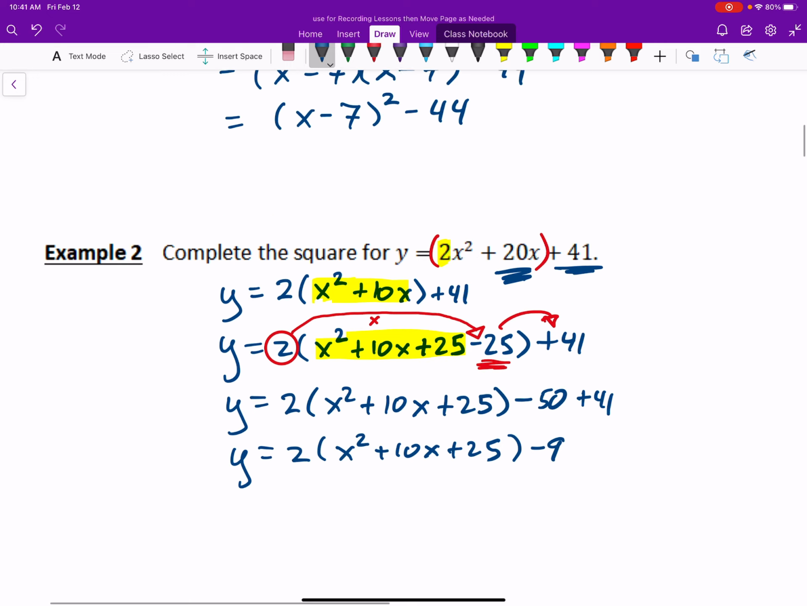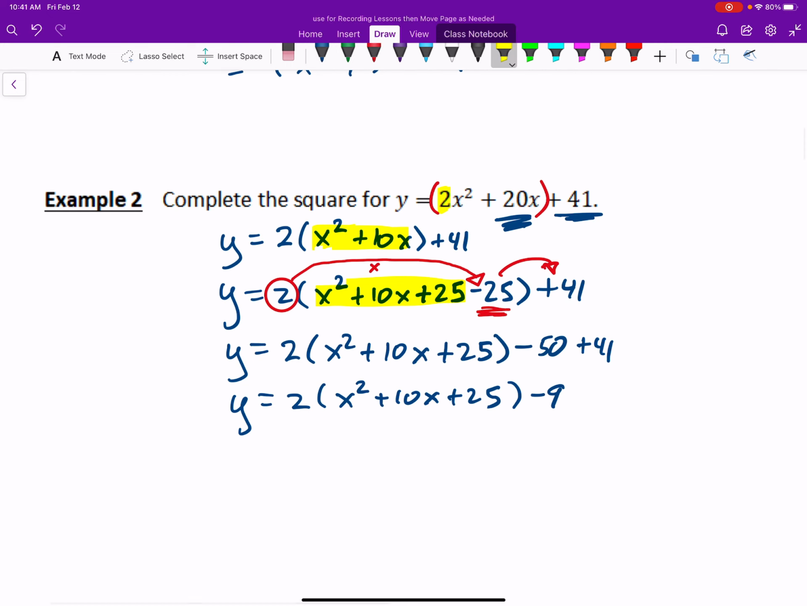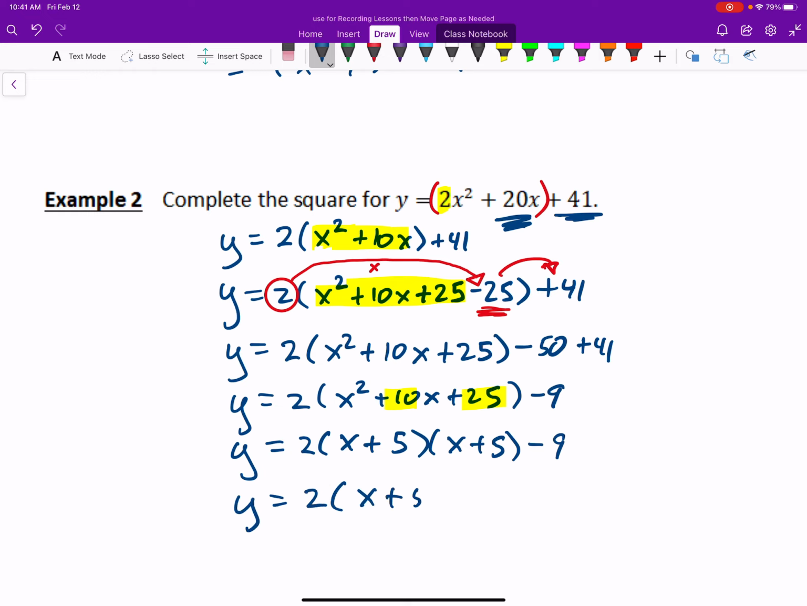And then when I factor this perfect square, I want two things that are going to multiply to give 10. Sorry, multiply to give 5. Third time is the charm. Multiply to give 25 and add to give 10, which would be x plus 5 times x plus 5, which I would rewrite as 2 times x plus 5 squared, because x plus 5 and x plus 5 can be written as x plus 5 squared. And now we've got it in vertex form.